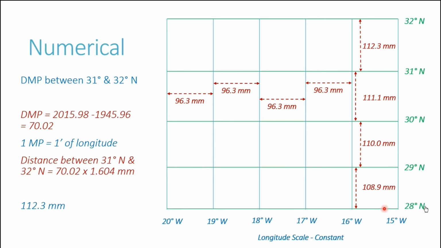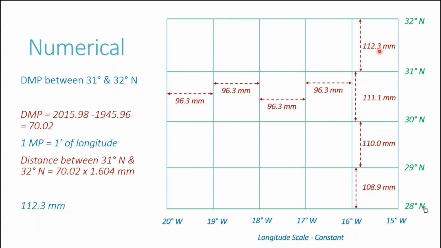So you can see now, as we go in higher latitude, the gap between the parallels of latitude keeps on increasing. It was 108.9, then it became 110, then 111.1, and finally for 31 and 32, it became 112.3. So this is the construction of a Mercator chart.